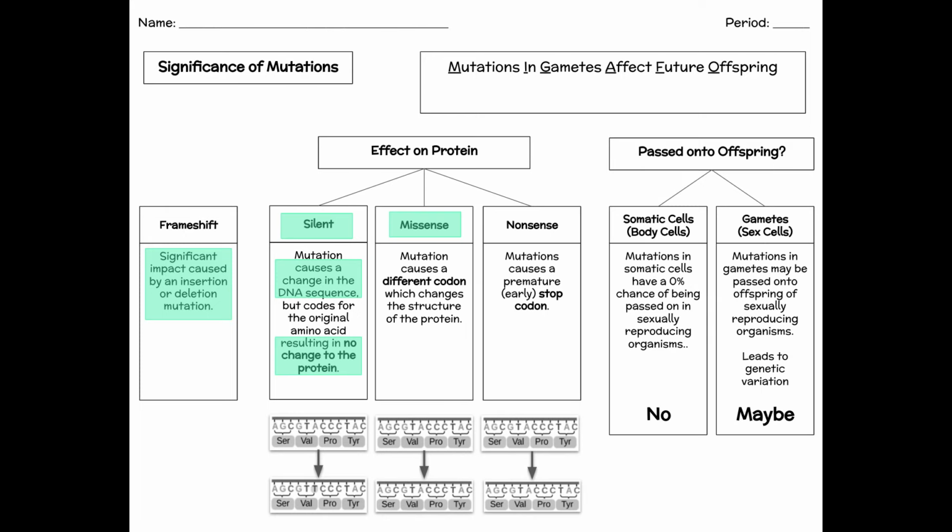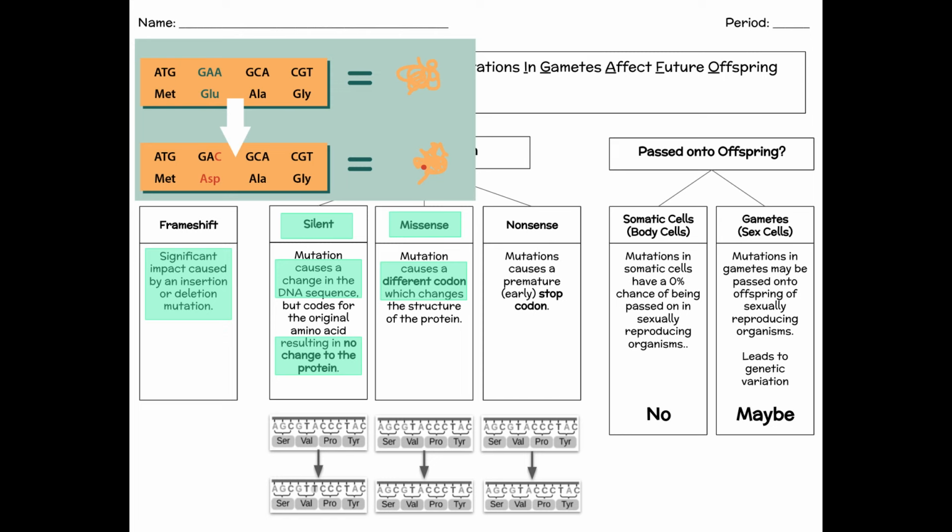Missense mutations are when the mutation causes the codon to code for a different amino acid. This can change the structure of the protein. Think about a missense being a mess up. Here we can see that the change to the DNA sequence changed the codon and the amino acid. So here we can see that changing from a GAA to a GAC completely changes the amino acid that codon codes for.